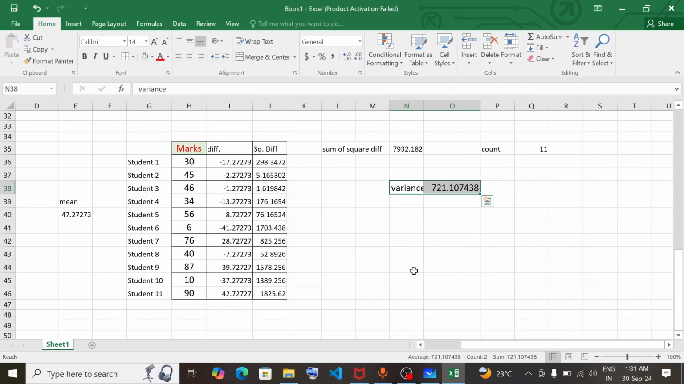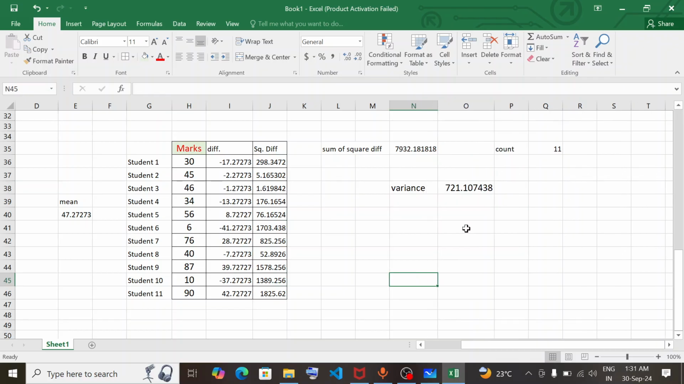Okay, now let's interpret this value. Can you see this value of variance is a little bit high, or we can say an extreme value, because we have marks like 30, 45, 46, 34, like that. The lowest mark we have is 6 and the highest mark we have is 90, but the variance is a little bit high because we are talking about numbers between 0 to 100, but we got a value of 721.